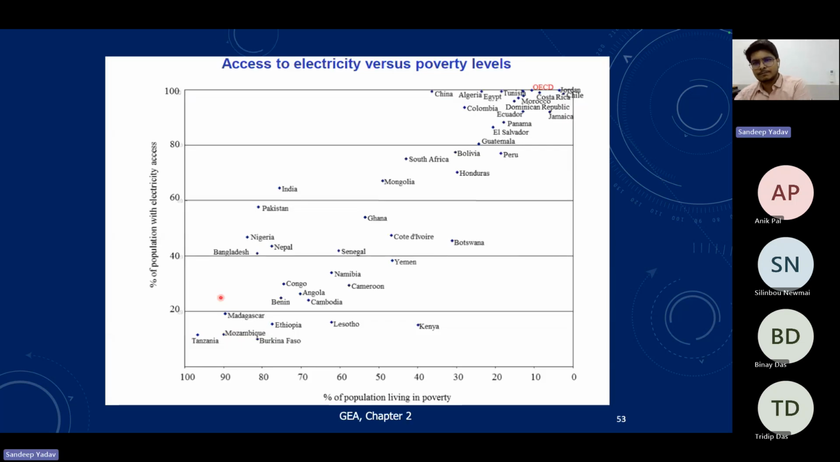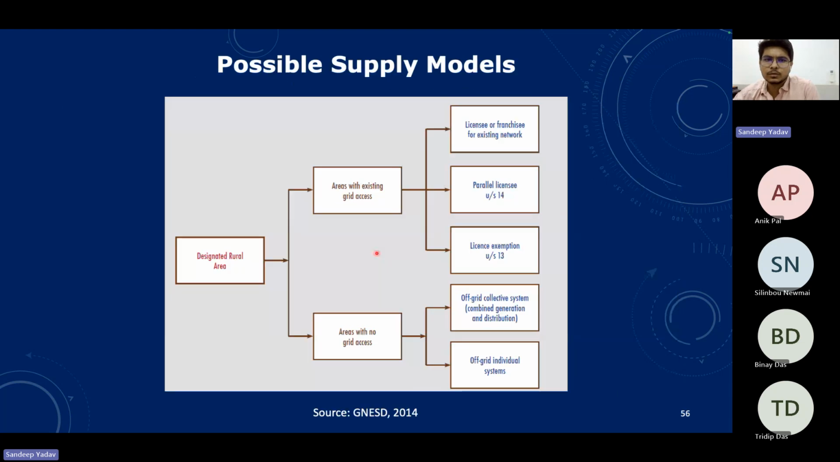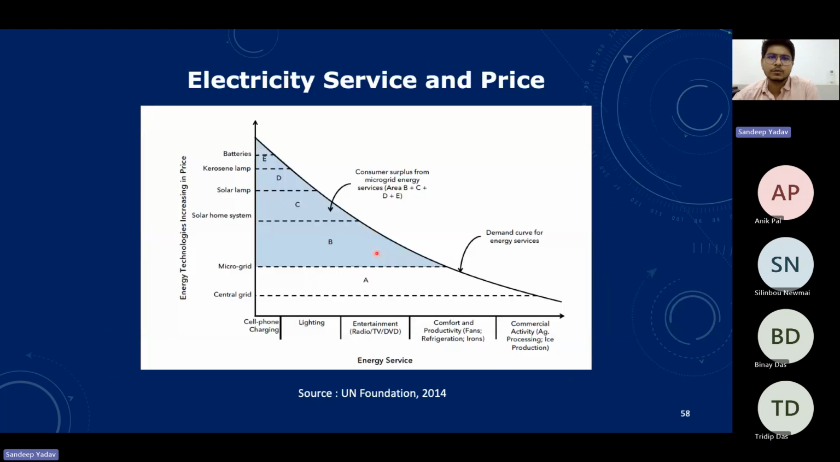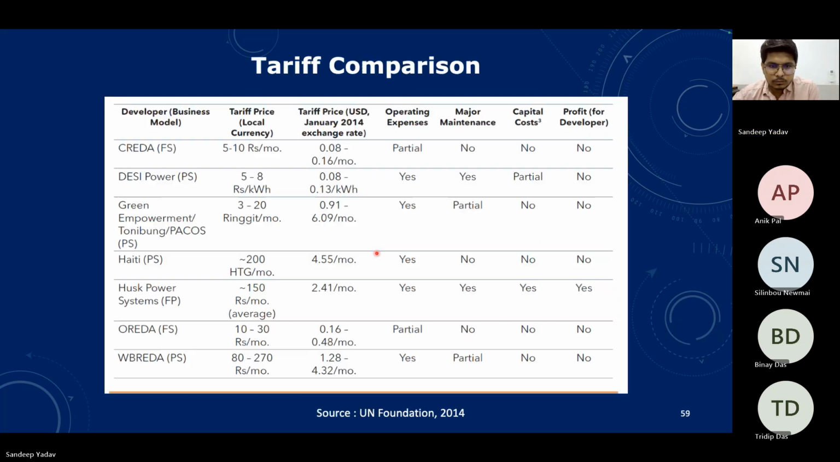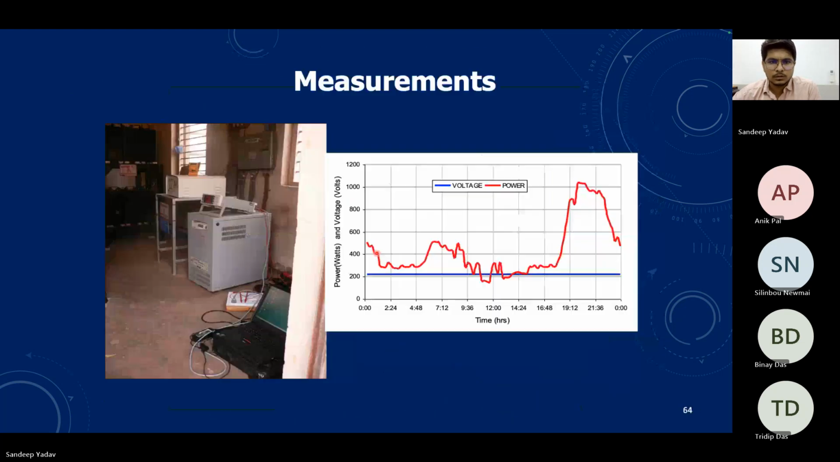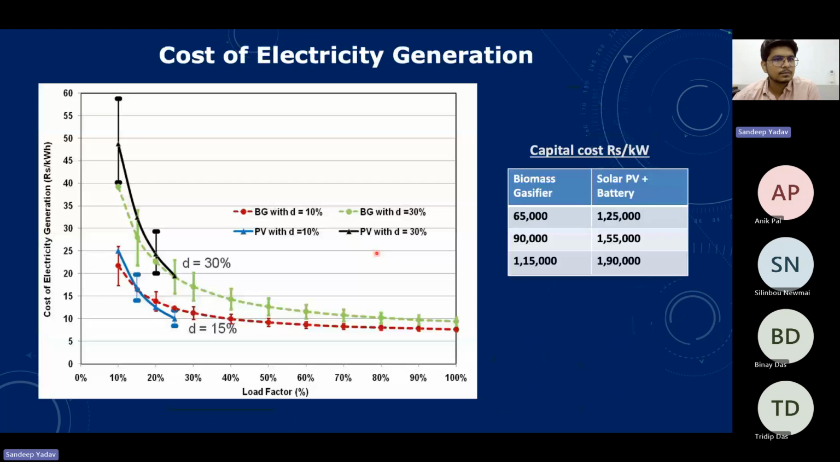Now, access to electricity versus poverty level. In India, more than 60% of the population has access to electricity, around 70%. This is old data, and that data has changed. It will all be explained by the sir. If you want more about this, you can go through the videos again.